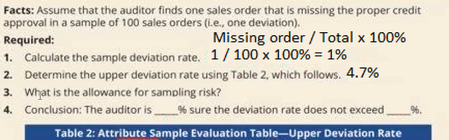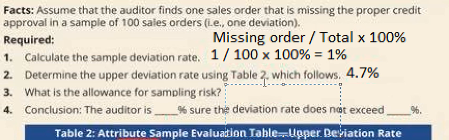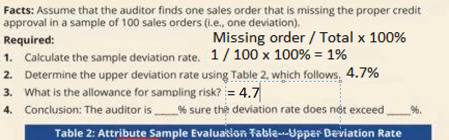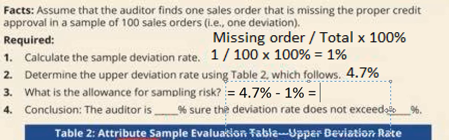Question number 3. What is the allowance for sampling risk? To answer the question, we need to use the upper deviation rate of 4.7% minus the sample deviation rate of 1%, and we get 3.7%.